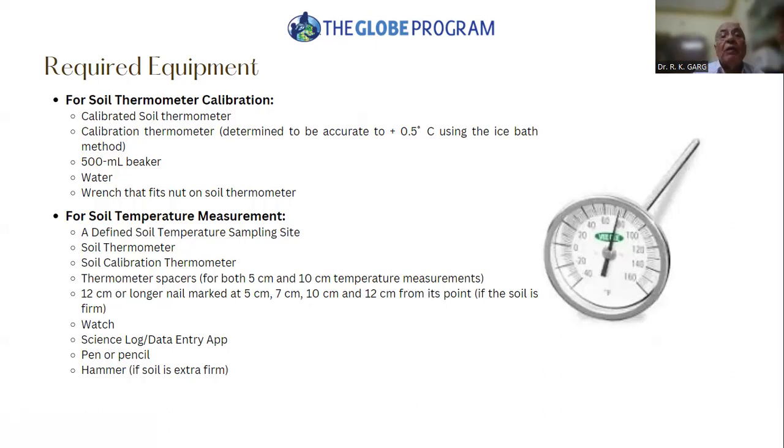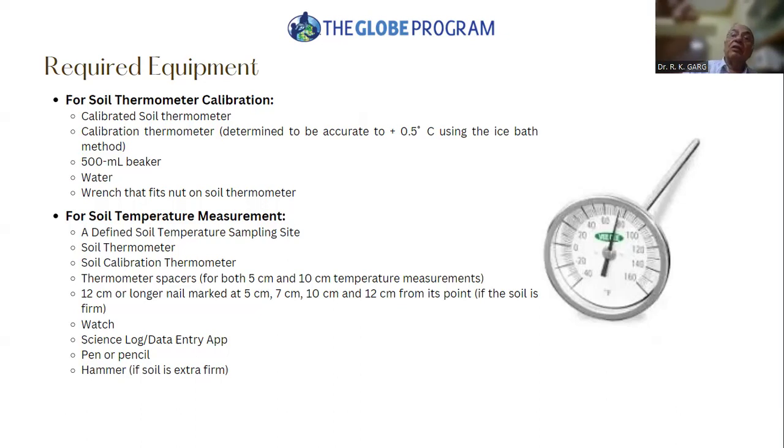Now we have to calibrate it. This thermometer needs to be calibrated. We need a beaker, we need water for calibration, and for soil temperature measurements, you need, of course, a sampling site. And if the sampling site has not been defined, we need to define it. Of course, a soil thermometer we need. We need a calibration thermometer. Then we need spacers. Now, this is very important.